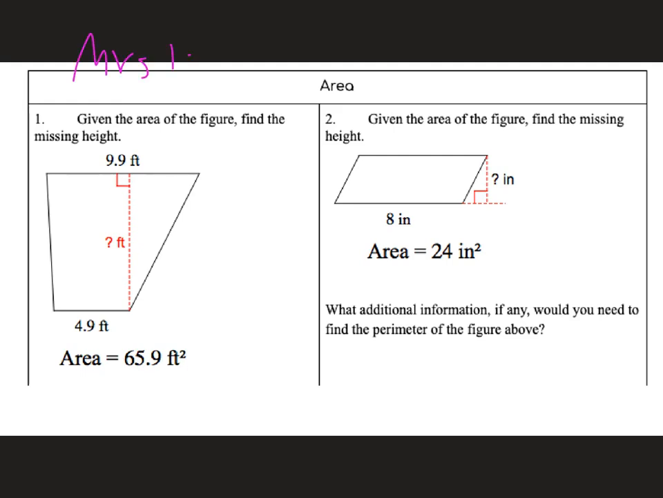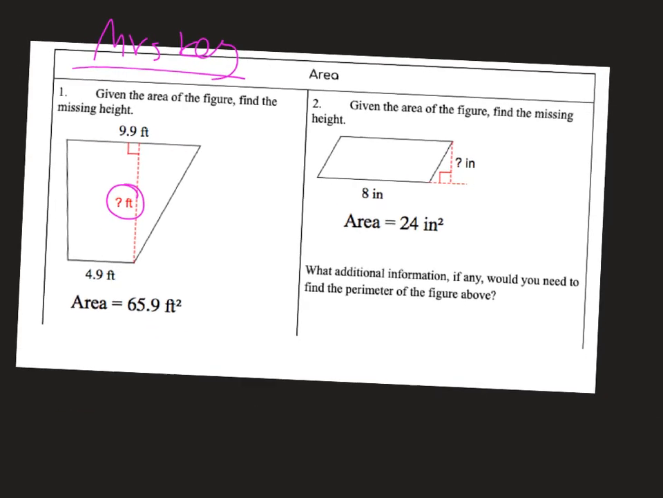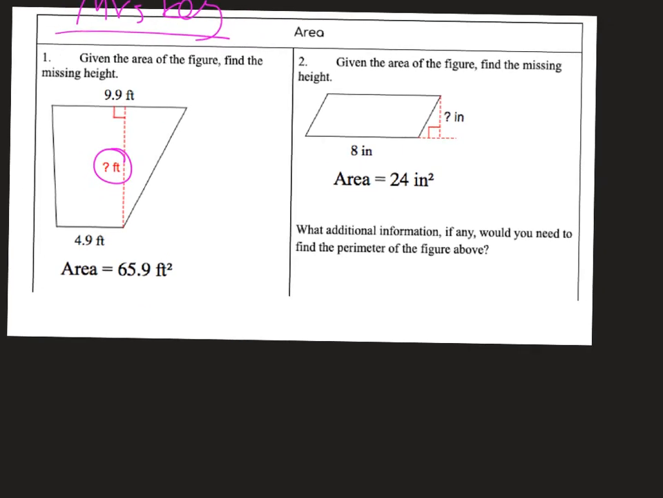Alrighty, friends, let's make this answer. Given the area, find the missing height. Ooh, okay. Now, you should know me by now. I'm going to do this as two triangles.